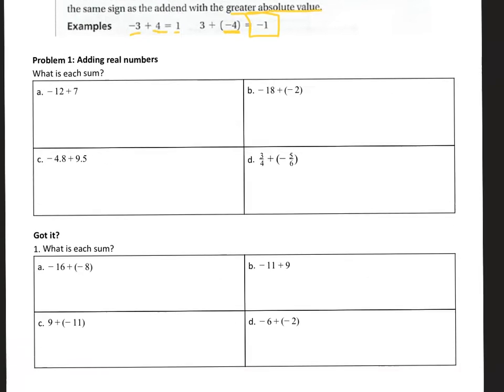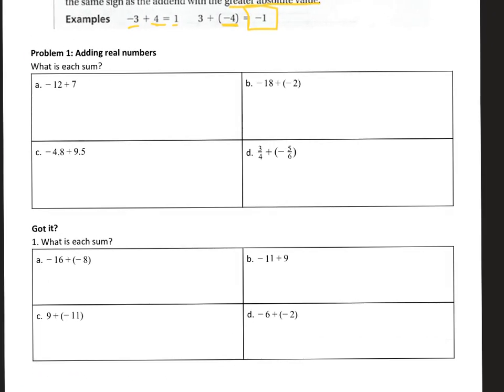Just a quick few problems here about the sum. Part A: 12 plus negative 7. Those are opposite signs, so I take 12 minus 7, which is 5. And I take the sign of the larger number in the sum, so that's negative 5. Part B, I've got negative 18 plus negative 2. Those are the same sign, so I add them together and get 20. Since they're the same sign, it keeps the sign of both numbers, so it's negative 20.